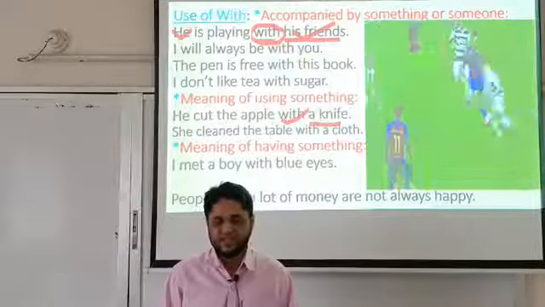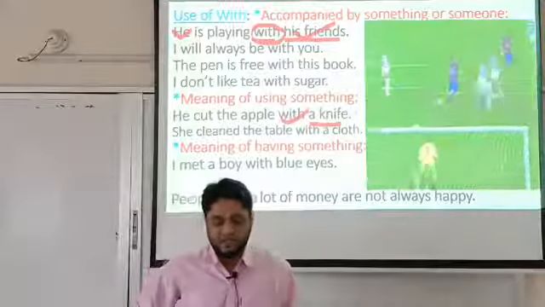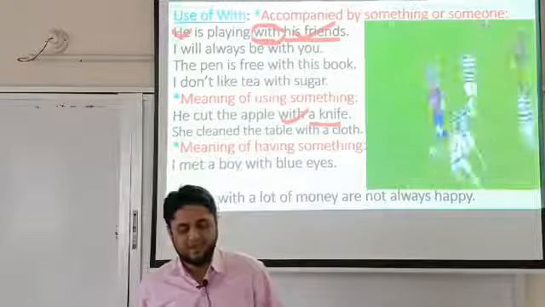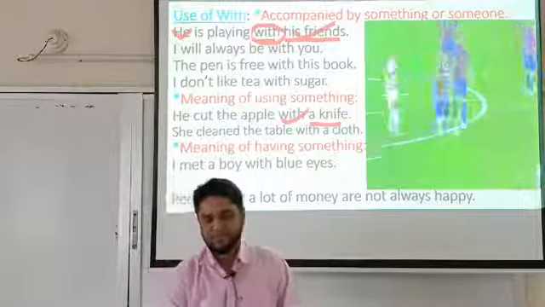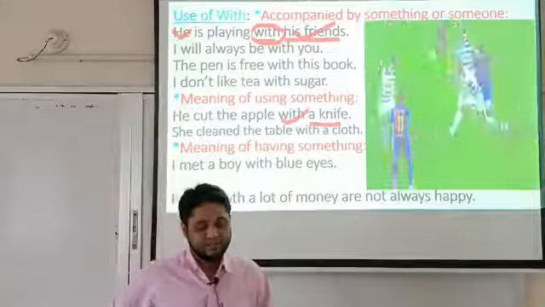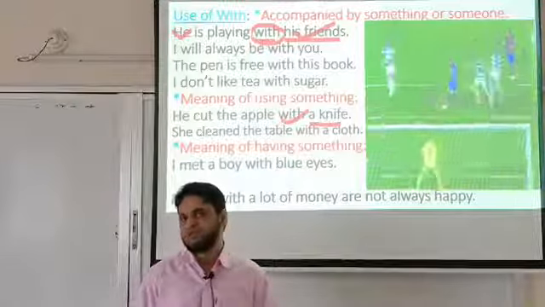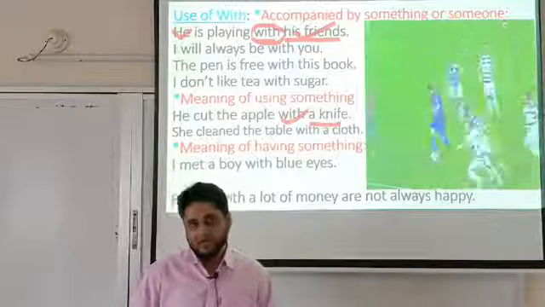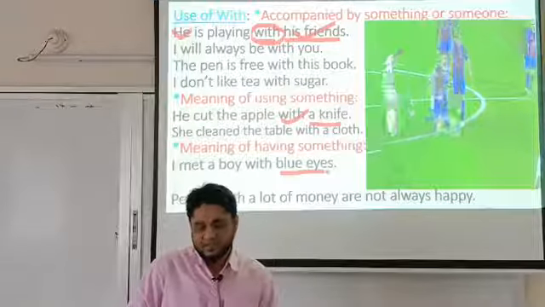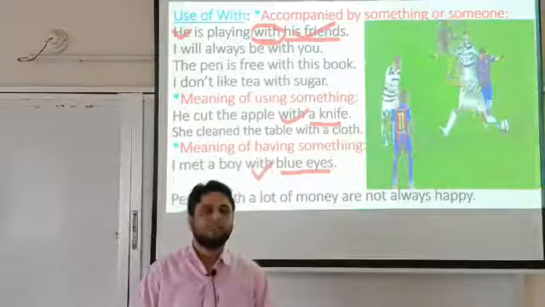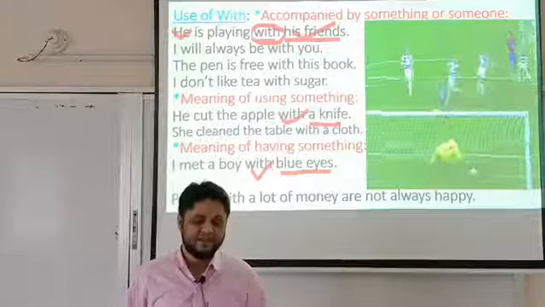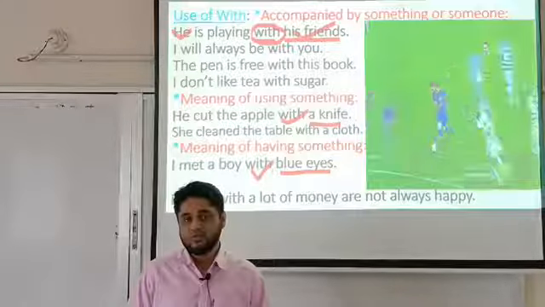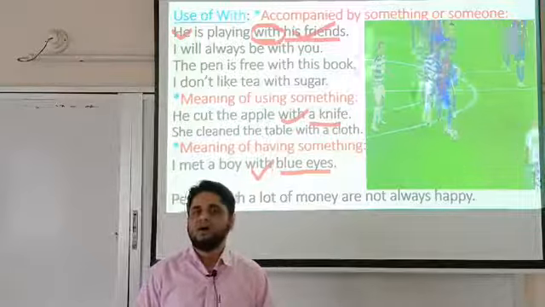And again, the meaning of having something. So, I met a boy with blue eyes. Having means something has, that means the boy who has blue eyes. I met a boy with blue eyes. That means the boy has blue eyes. And we should use "with" before some types of nouns which indicate the idea of having.